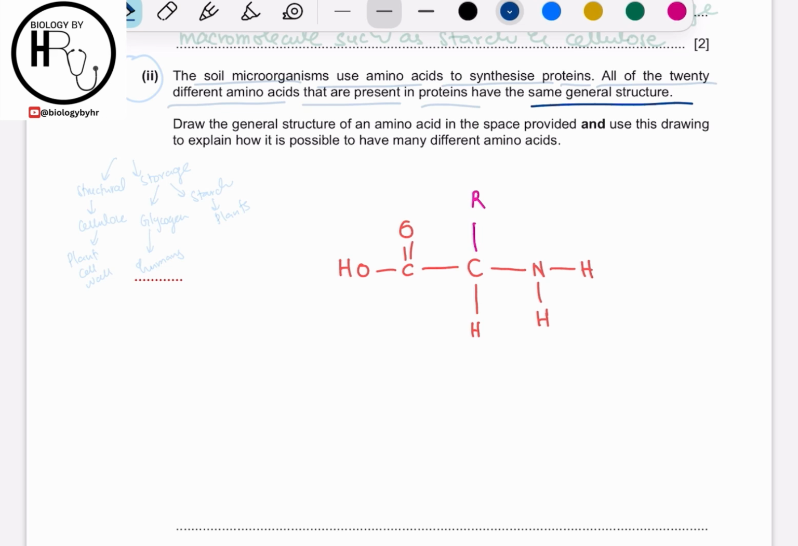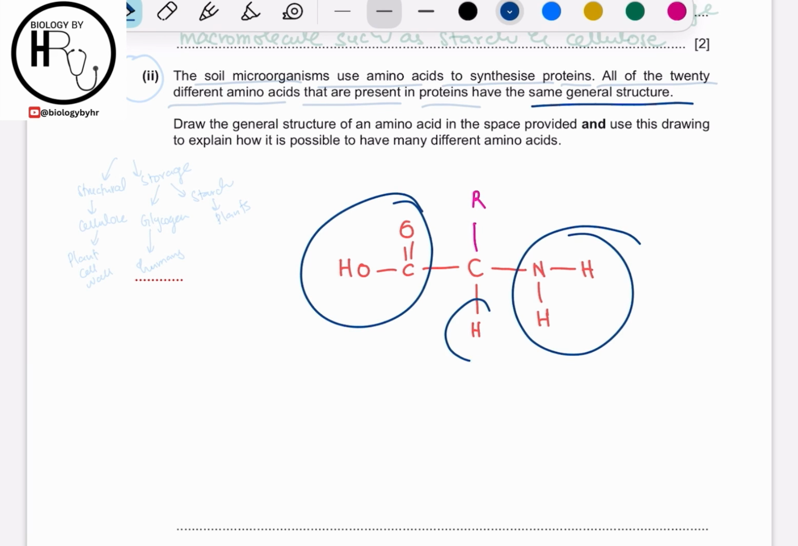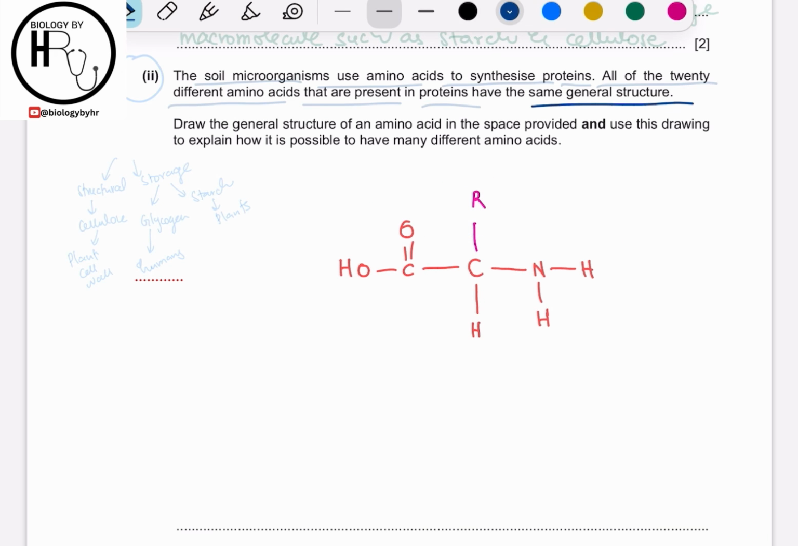Now this is the general structure of the amino acid: the carboxyl group, the amine group, the hydrogen atom and the R group. What is the R group basically? The R group is the variable group, and it can be any group, right? It is a variable side chain. Over here it can be CH2OH or it can be CH3. So this is basically the R group, which is a variable group, or you can say a side chain as well.